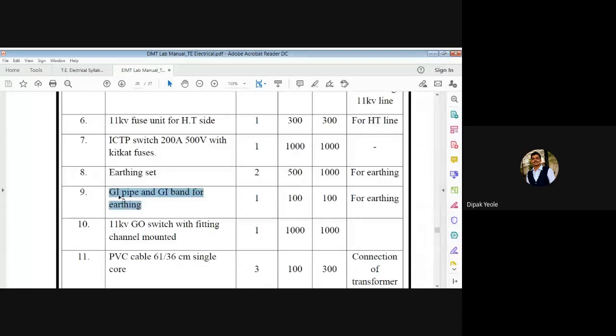So if you are using a wire, so it is a GI wire. If you are using a pipe structure, then that is GI pipe. And if you are using band structure, support structure, iron band. So मी pipe use केला, so that is GI pipe.